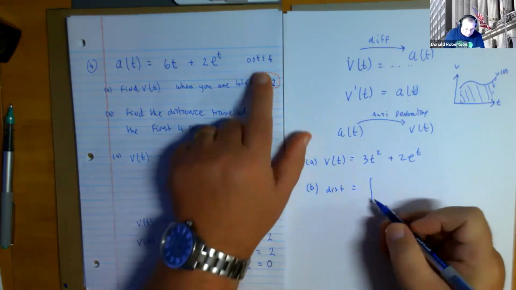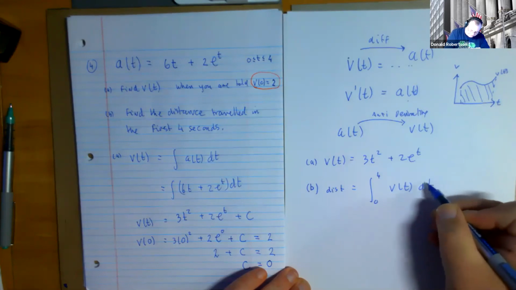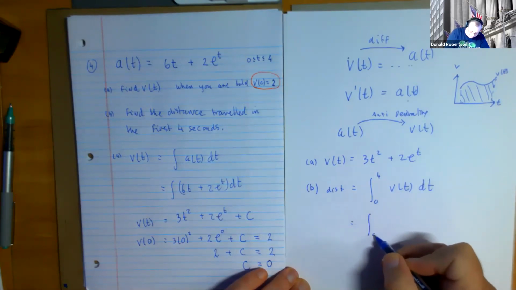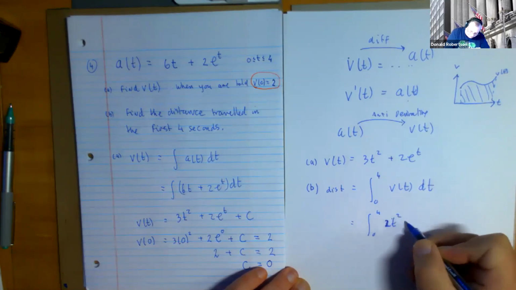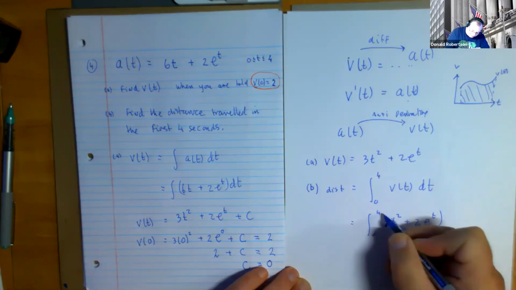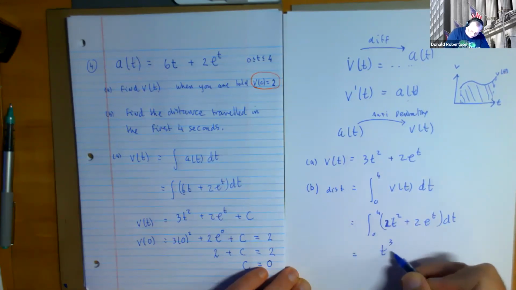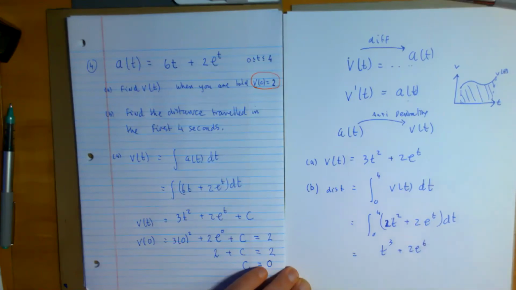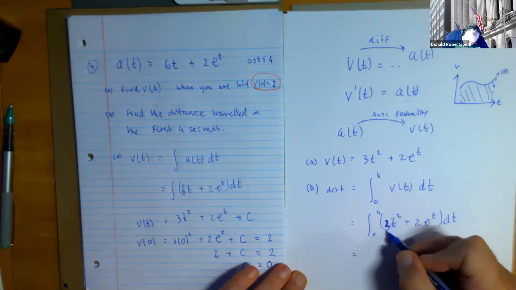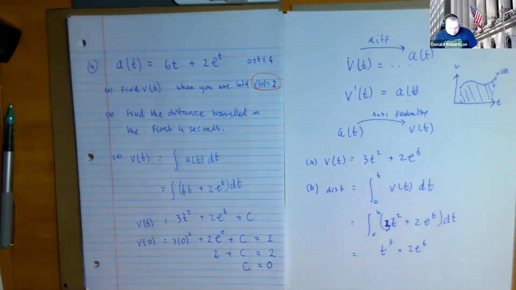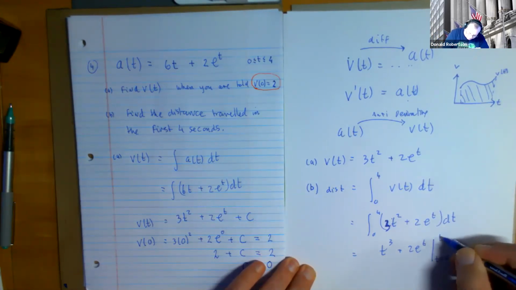is the integral from 0 to 4 of the velocity function. So it's the integral from 0 to 4 of 2t squared plus 2e to the t dt. Add 1 to the power. Is it 3e to the t squared? Is it 3? Oh, thank you. Luckily, the answer's t cubed, so thanks for catching that. t equals 0 to t equals 4.